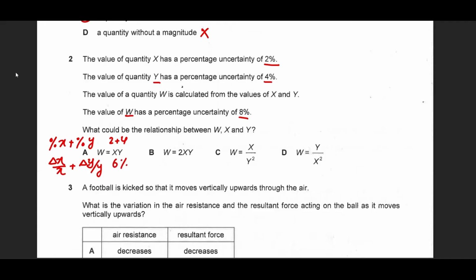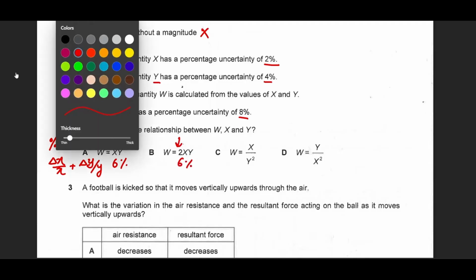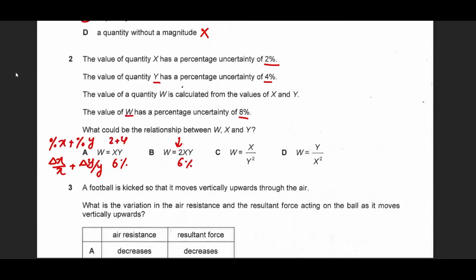In option B, again, we're going to get 6%. The constant value of 2 has no percentage uncertainty because it's a fixed value. We know for certain that it is 2, so it's not contributing to any errors whatsoever.